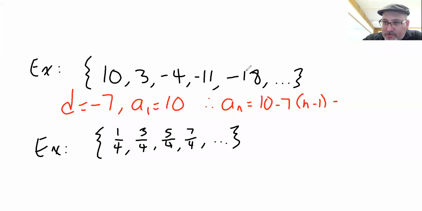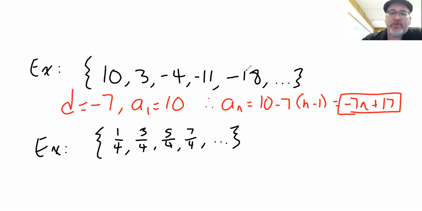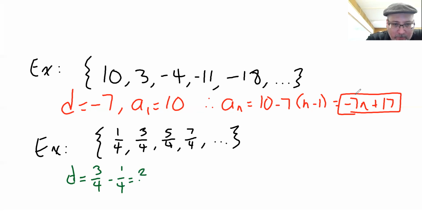If we distribute the negative 7, we'll get negative 7n, and then we'll get 10 plus 7, which is 17. So there's our pattern. I'm going to show you one more trick for finding this final answer real fast in an arithmetic sequence. But let's do the next one, where our common difference is, and if you're not sure, just subtract consecutive terms. 3/4 minus 1/4, that's 2/4, better known as 1/2. And of course, the first term, 1/4.